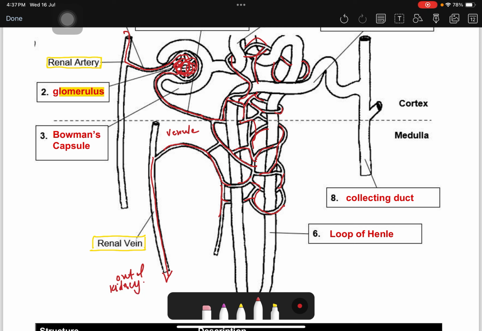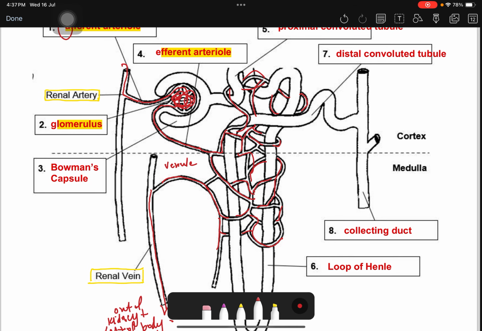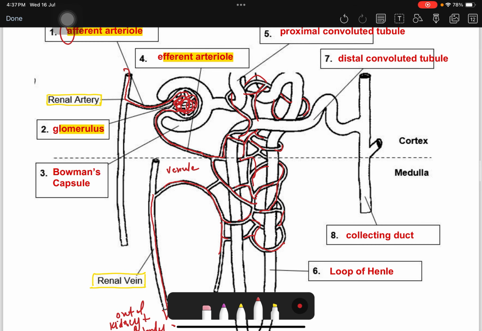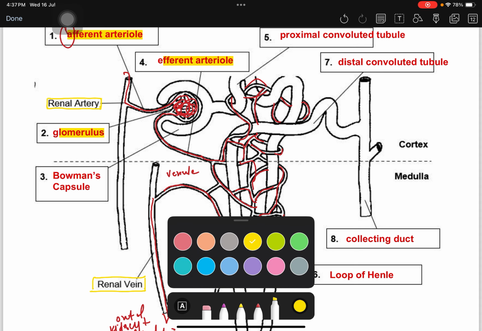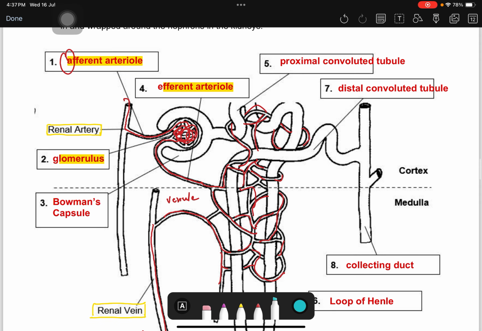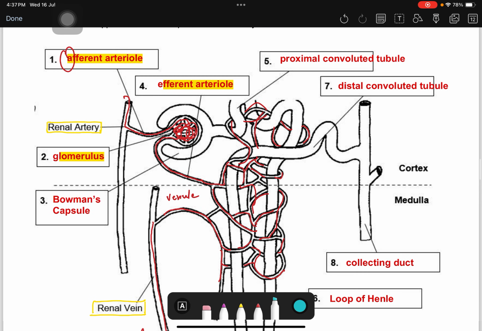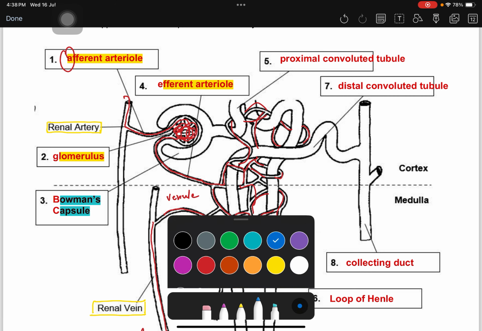Okay, and rest of body. All right, then next I will use another color to show you the different structure. Ultimately, those that I've not highlighted are actually structures that are found inside the nephron. So that includes the Bowman's capsule. Okay, let me use another color.